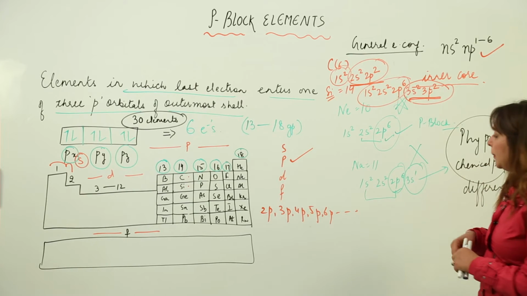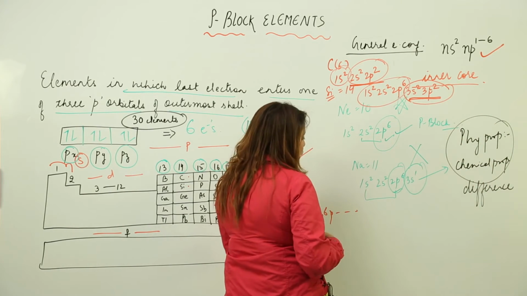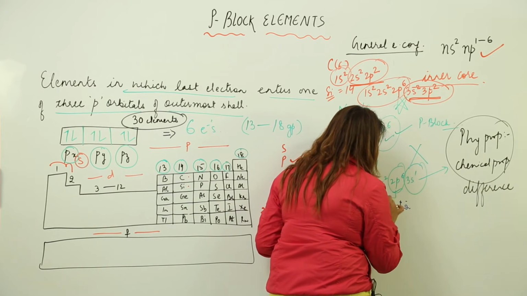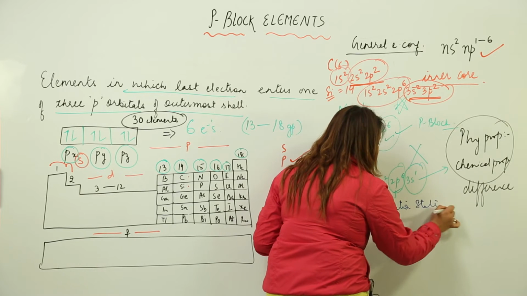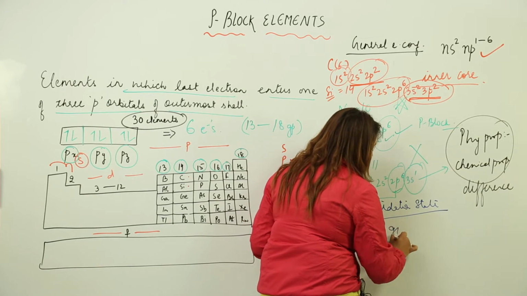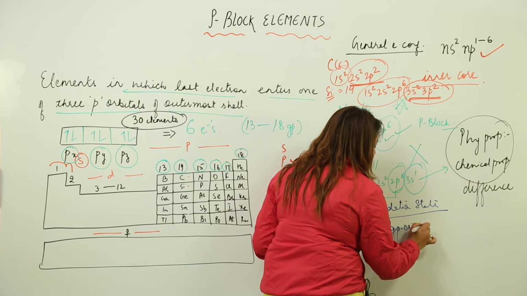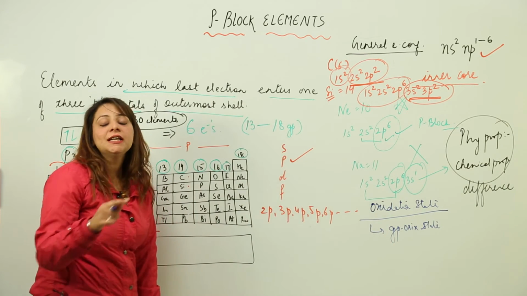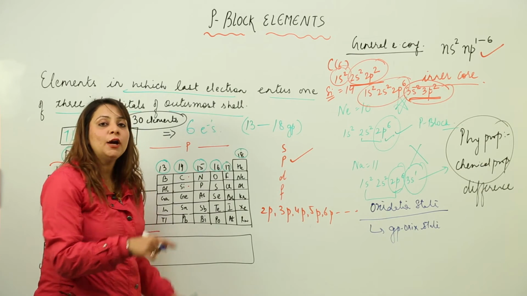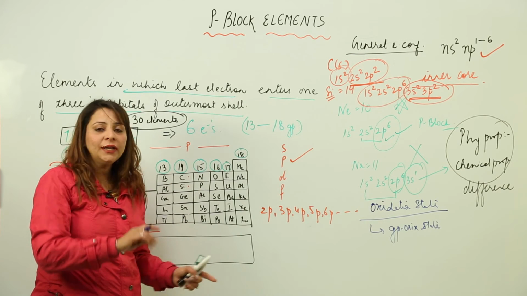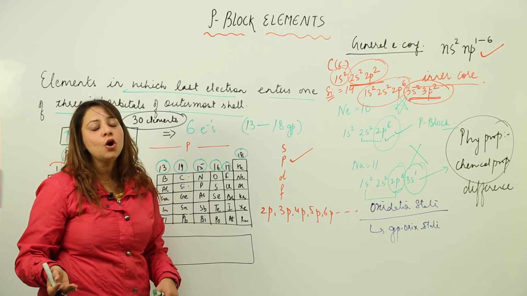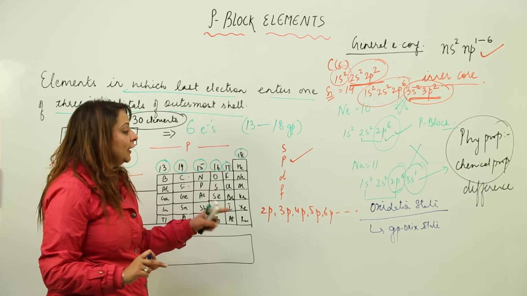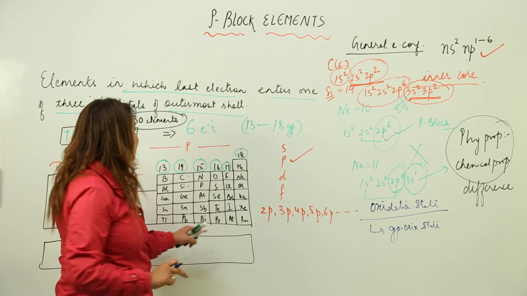So now if we talk about the oxidation state, each group is going to have a group oxidation state. That means this oxidation state will be shown by all the elements of the same group. Though they can show a variable oxidation state also, the group oxidation state is going to be the same for all the elements. So now, how to find that group oxidation state?